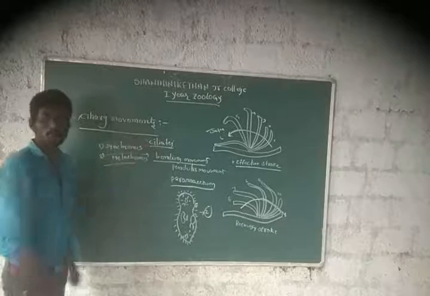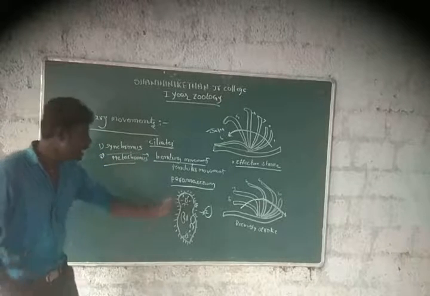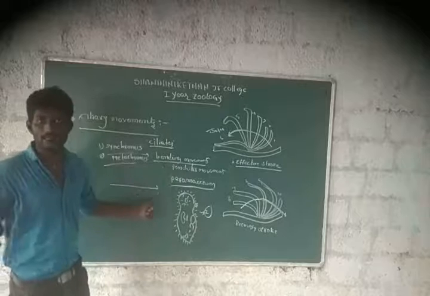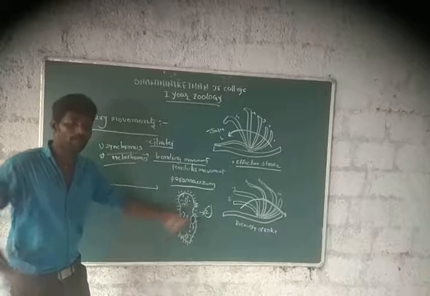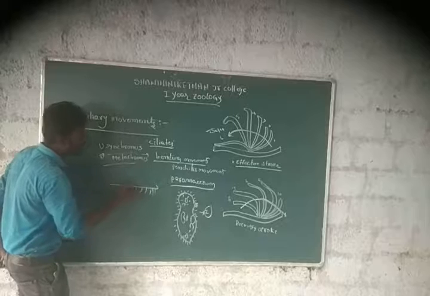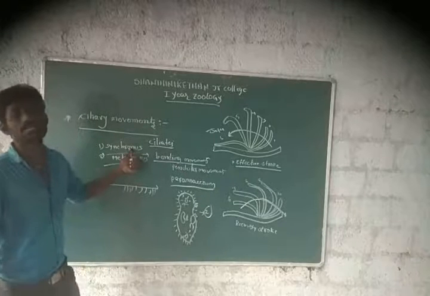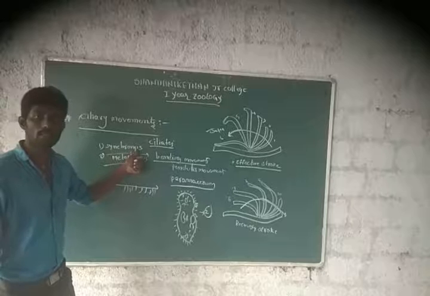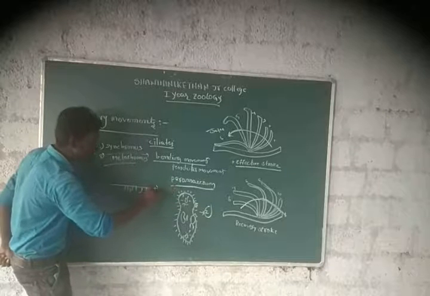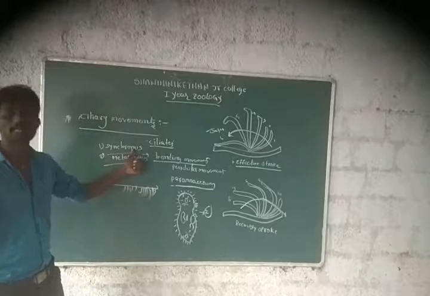Now the discussion is about the synchronous movement. Synchronous movement means the cilia of Paramecium move in the transverse direction. At that time, the cilia beat simultaneously in one direction. This kind of movement is known as synchronous movement.